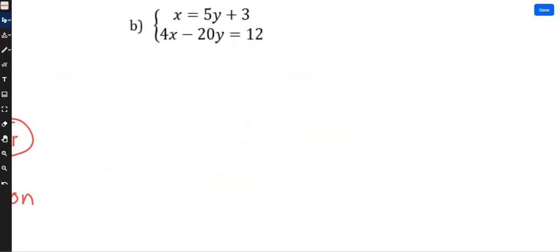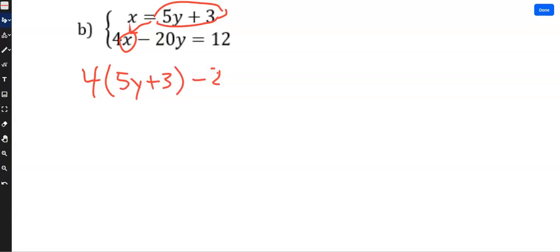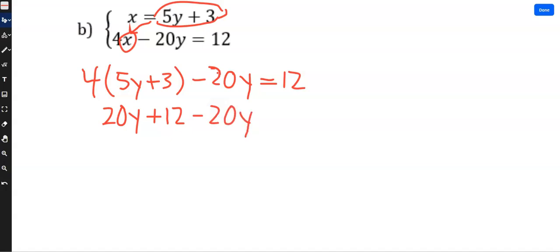Okay, once again, ready for substitution. This is going to get replaced for that x right there. So we have 4 parentheses 5y plus 3 minus 20y equals 12. So we can distribute and get 20y plus 12 minus 20y equals 12. Oh, look, the 20y's cancel, leaving me 12 equals 12.